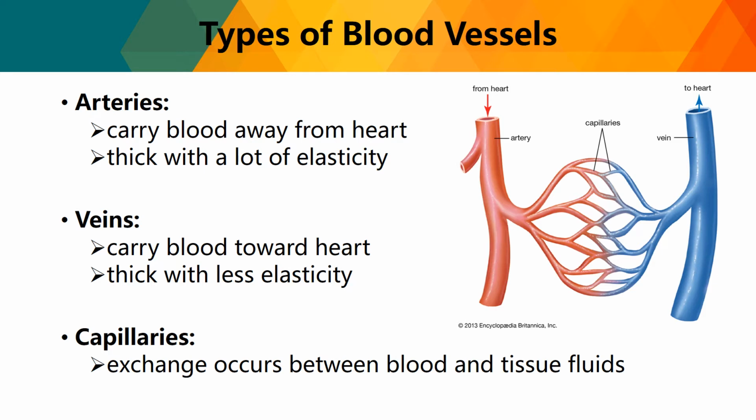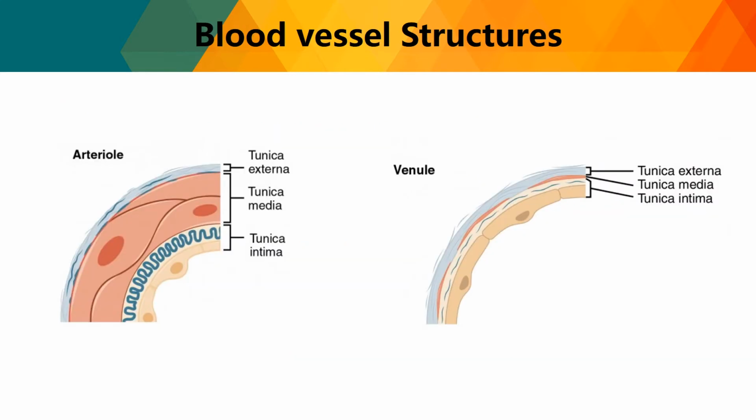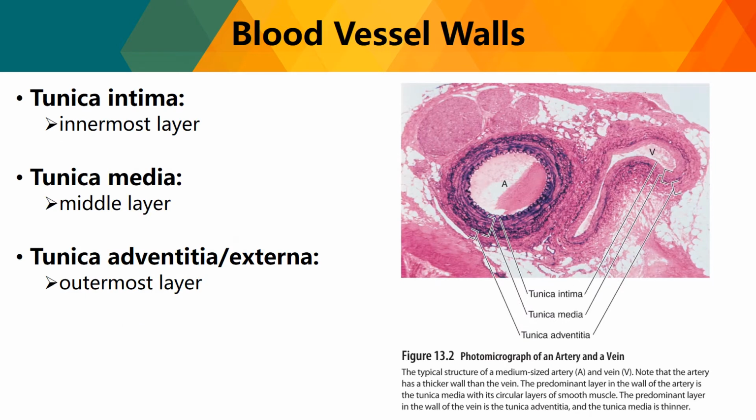Let's go over the structures of your blood vessels. As we can see in the picture, there is an arteriole and a venule. An arteriole is a small branch of an artery that leads to capillaries. And a venule is a very small vein that collects blood from the capillaries. So, these blood vessels have their walls, or let's say layers.